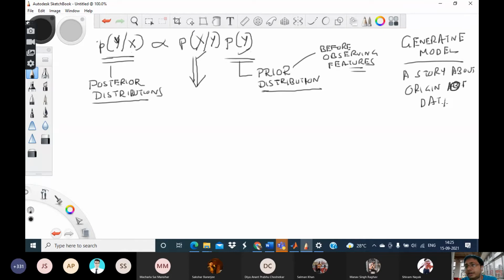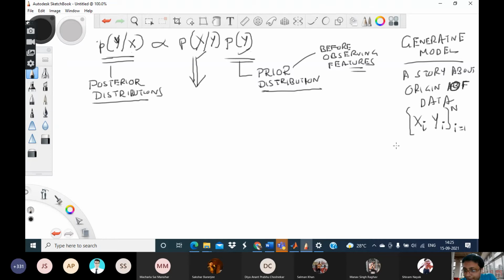So what is the data? There are two parts in your data: one is the X part and the other is the Y part. Let us say this is your data set. You have n examples, and each example consists of an X part and a Y part. Now I am going to tell you a story about how this data set was created.